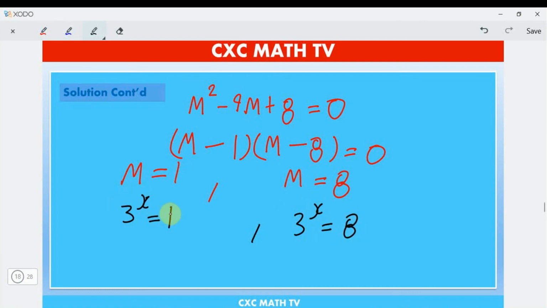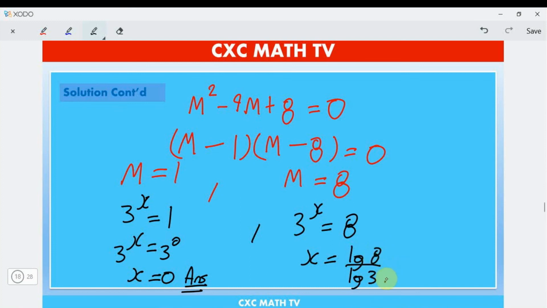If 3 to the x is equal to 1, then what we're saying is that 1 is really 3 to the 0. So that works out just to be x equals 0. Alright? So x equals 0 is our answer. Now for this part, 3 to the x is 8. The bases are different. So we don't get to this topic yet for now. So just take it as gospel and write that x would be log 8 over log 3. Now you might wonder, what is this log? We're going to cover this in the very next video, logarithms.